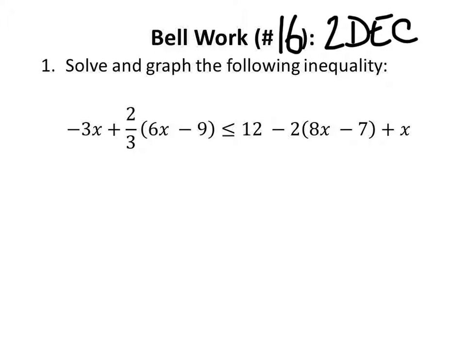So on this one, what we're going to do is play the switch and stay game with these inequalities. But first I would like to know how many of you quit because you saw the fraction?